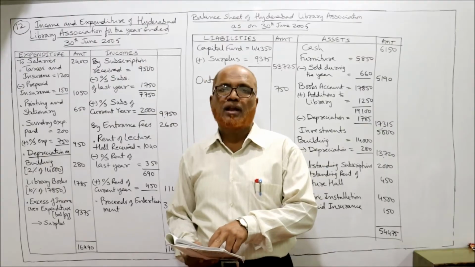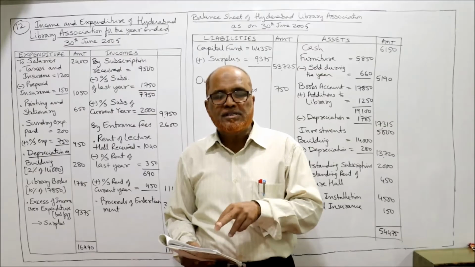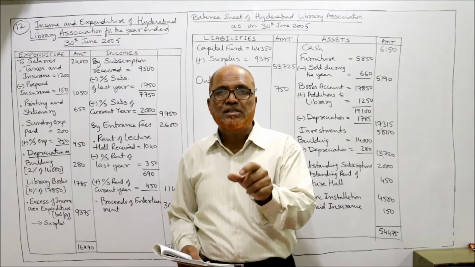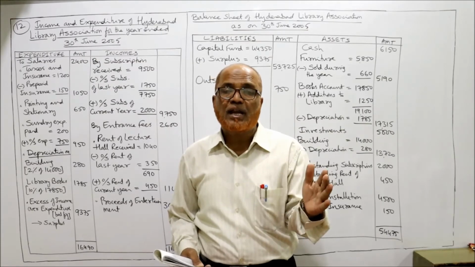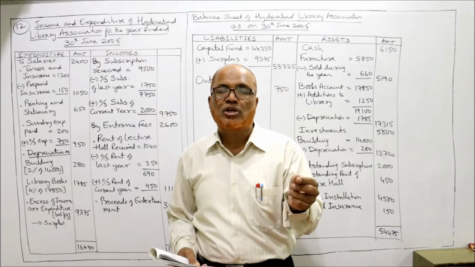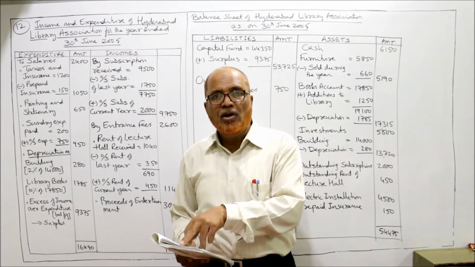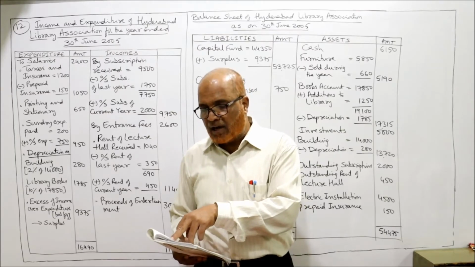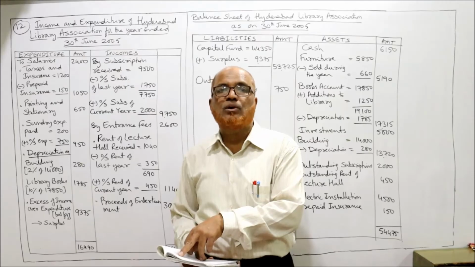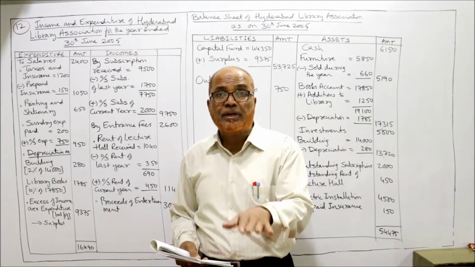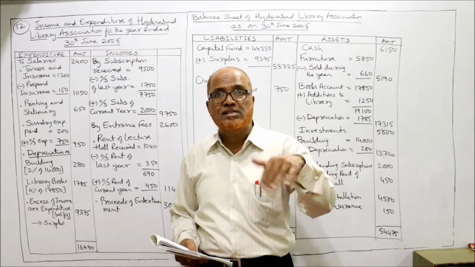Then subscription 9,500. Now see here. Subscription received during the current year 9,500. From this subscription, we subtract the outstanding subscription of last year. So last year की balance sheet देखिए. On the balance sheet asset side, we are having outstanding subscription 1,750. So that 1,750 we subtract from subscription because it is last year.